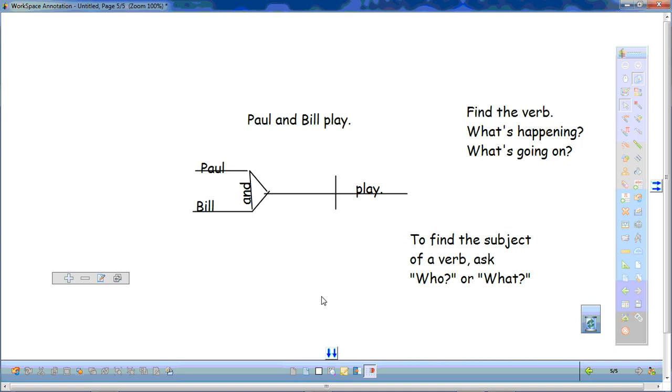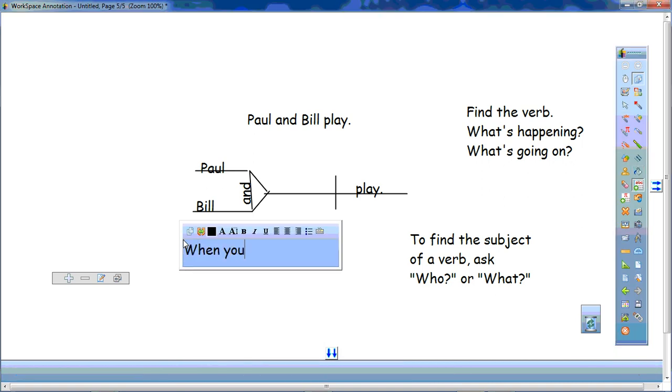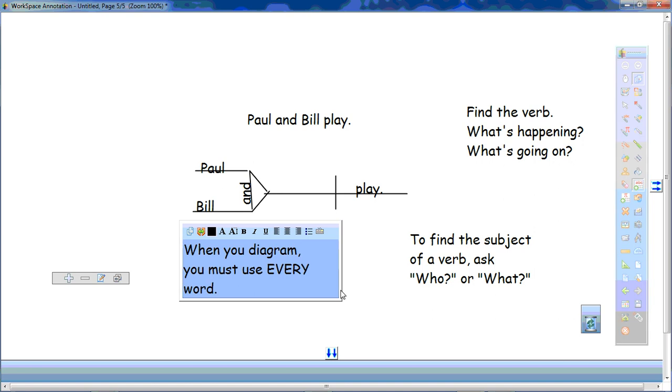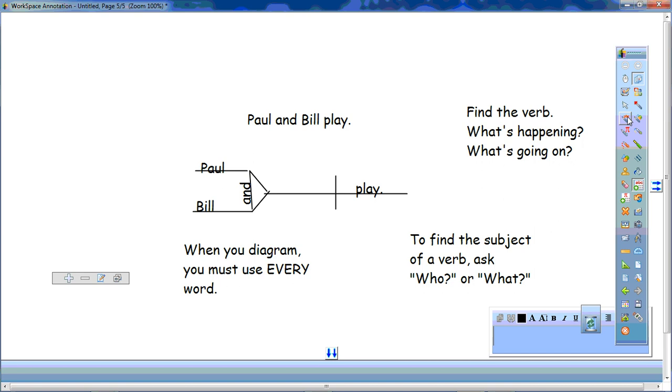I've used every single word. That's another thing you have to do when you diagram a sentence. When you diagram, you must use every word. And that becomes part of the puzzle. And you know you're done when you've used every single word in the puzzle.